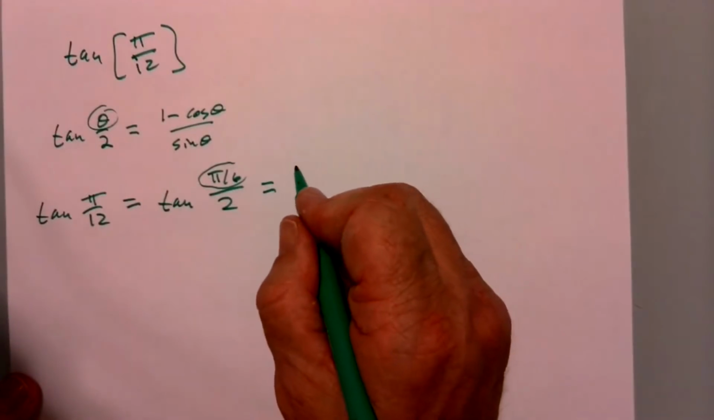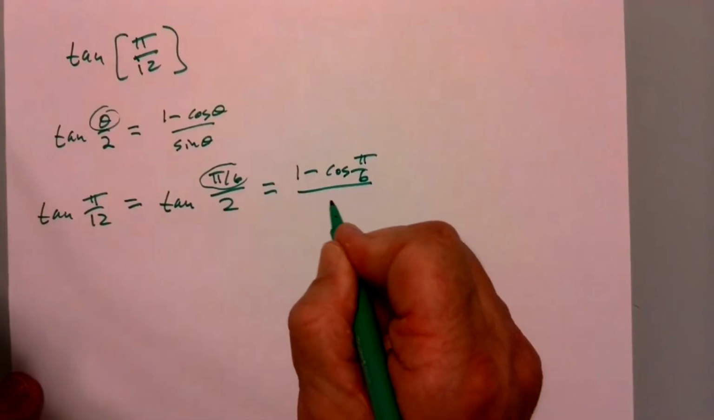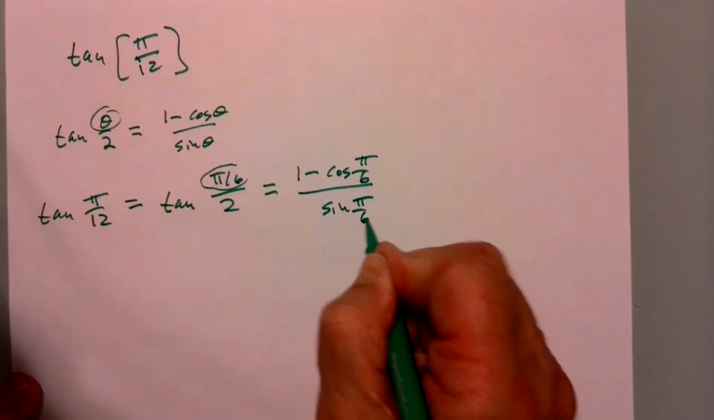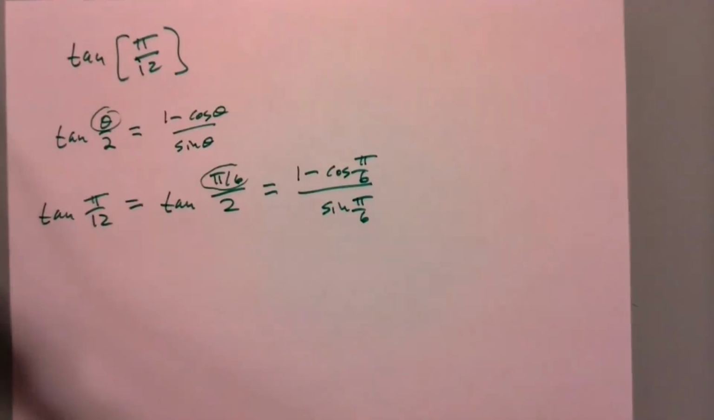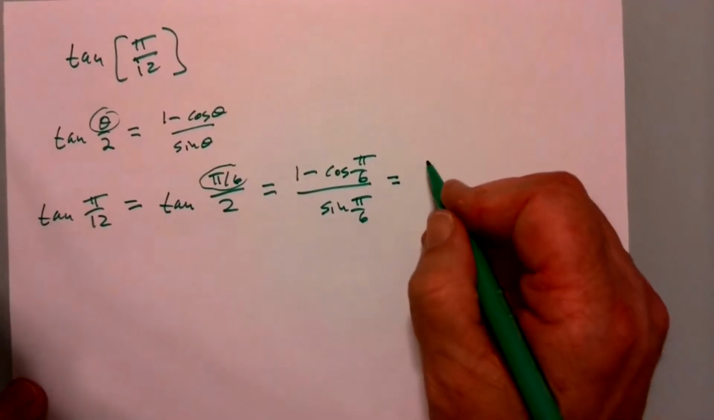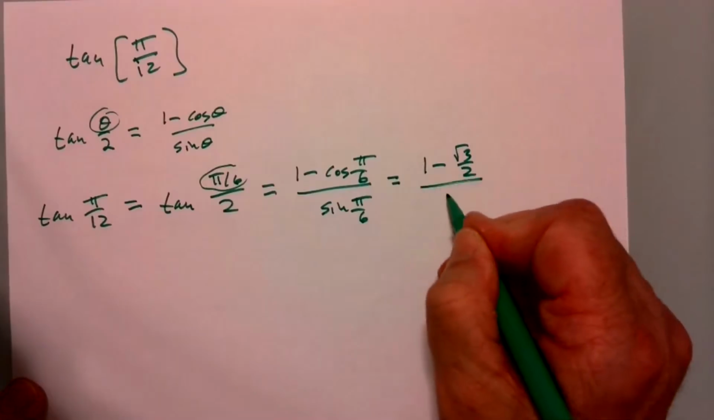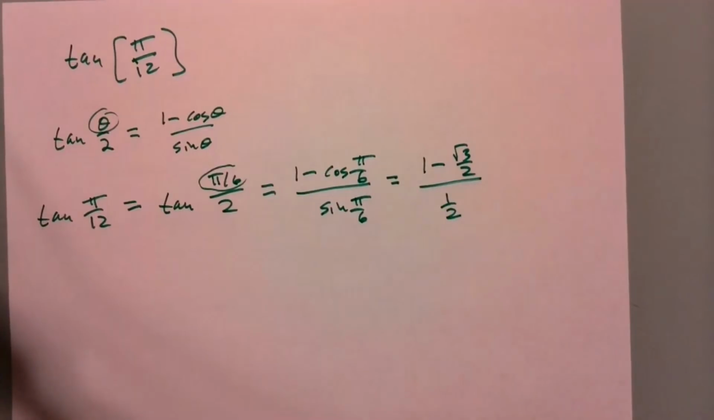Therefore, my answer will be 1 minus the cosine of pi over 6 divided by the sine of pi over 6. Well, what is the cosine of pi over 6? That's the same thing as the sine of pi over 3, root 3 over 2. 1 minus root 3 over 2 divided by a half. Now, this answer is correct. It's not wrong. It's just not finished. We don't usually like fractions on top of fractions.